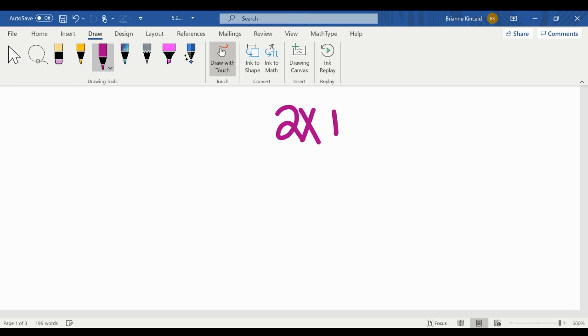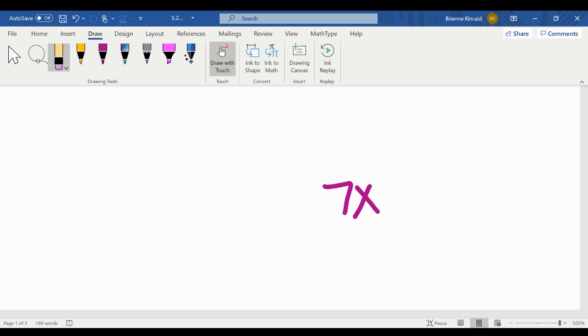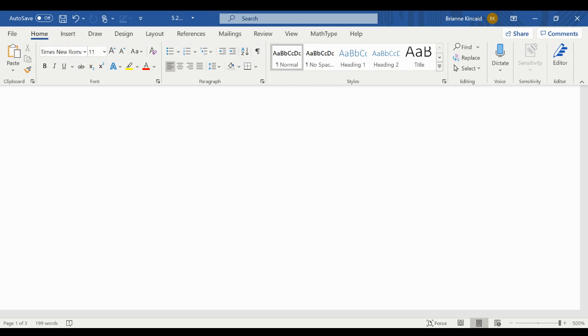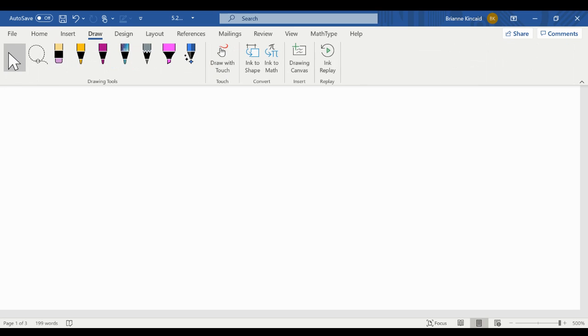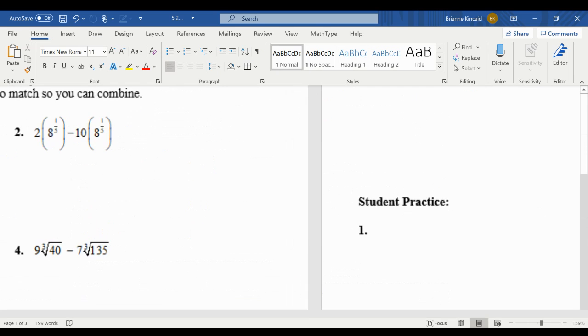2x plus 5x? Well, you would say, I'm comparing x and x. I have two x's. I add 5 more to it. So we'd get a final answer of 7x. It's going to be that same exact idea, but just instead of having a variable of x, what it's going to be is having just a radical in it or a rational exponent.